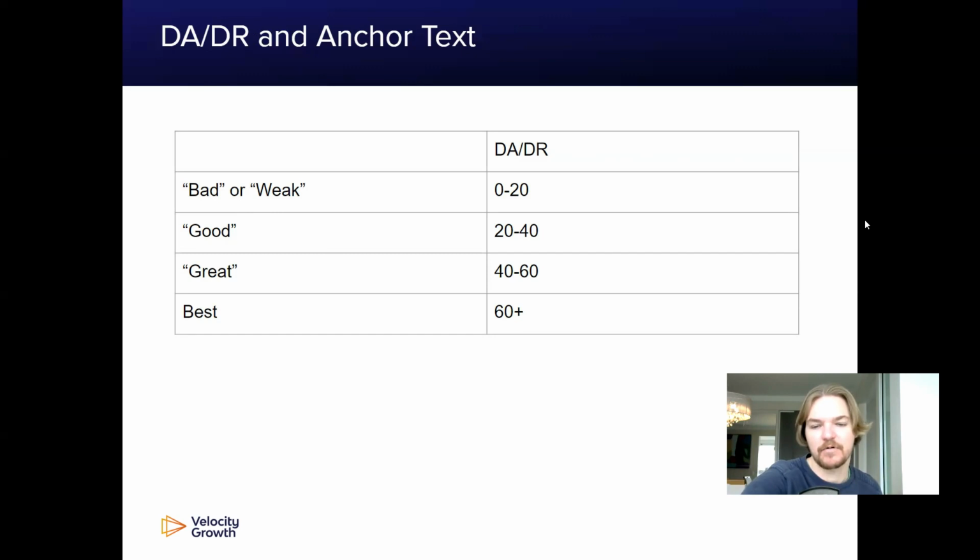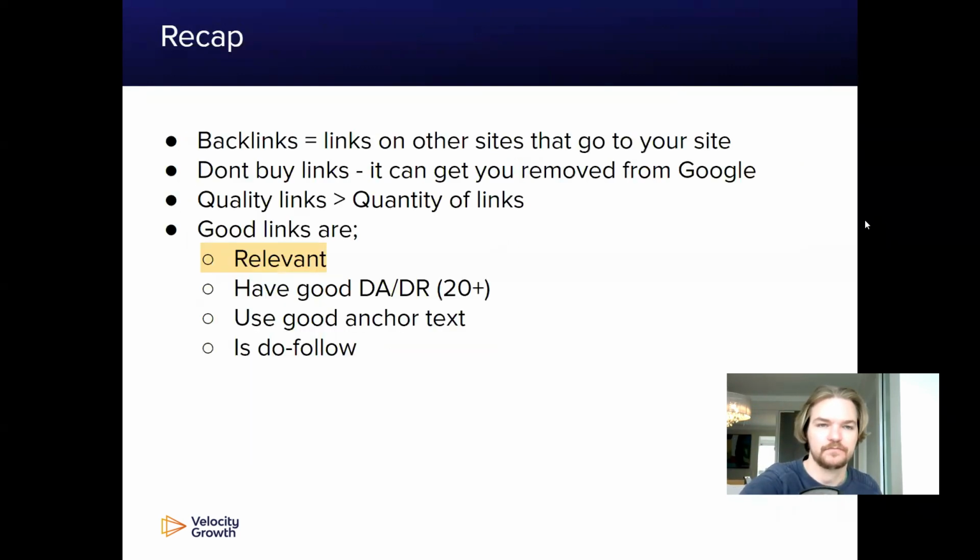So just keep that in mind. It's not a hard and fast rule, and you'll have to figure this out as you go. But generally, DA and DR and how relevant the page is, and maybe even how much traffic that page gets, because that's the other benefit of links. You might get traffic buying from there, not just a link for SEO. So weigh all these things together and make that decision. Quality links are better than the quantity of links. Good links are relevant, have good DA, use good anchor text, and are dofollow, right?